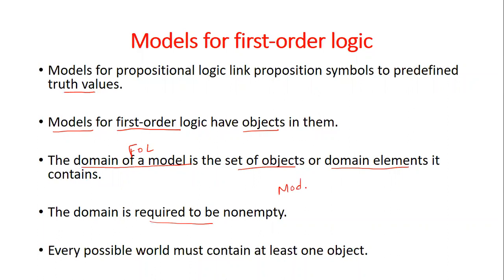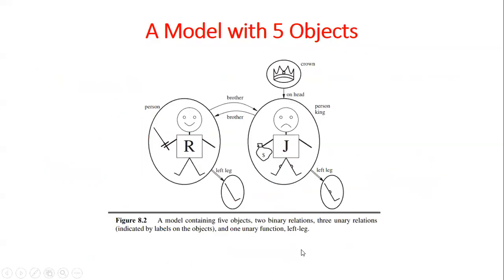So the model is equal to what? The model also includes a set of objects. Apart from propositions, it also includes a set of objects. So that is the domain, right? This is the domain of the model. The domain of the model includes propositions and a set of objects. And the domain should be non-empty. That is, it should have at least one object. Every possible model must have at least one object.